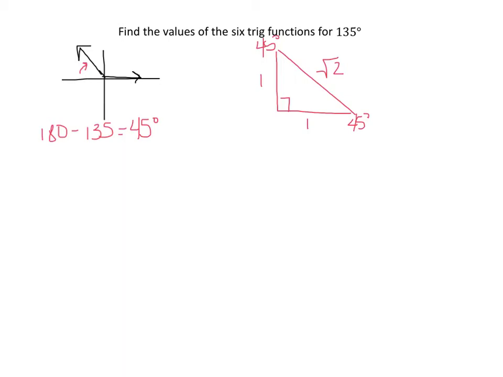The only thing that we have to pay attention to is the fact that this is in quadrant 2. So remember, we talked about all students take calculus. Because it's a quadrant 2 angle, sine and cosecant will be positive. Everything else will be negative. So I can begin, and I don't want to write sine of 45. What I want is sine of 135. And I'll put in here that that's going to be negative.